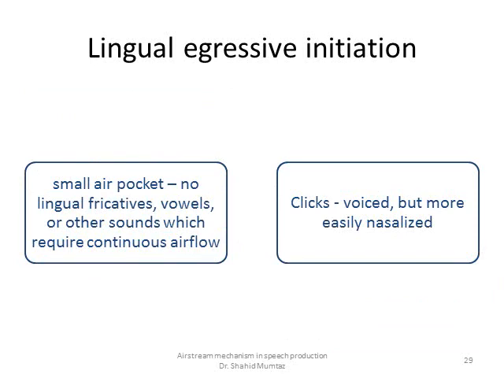Since the air pocket used to initiate lingual consonants is so small, it's not thought to be possible to produce lingual fricatives, vowels, or other sounds which require continuous airflow. Clicks may be voiced, but they are more easily nasalized. This may be because the vocal cavity behind the rearmost closure, in which the air passing through the glottis for voicing must be contained, is so small that clicks cannot be voiced for long. Allowing the air stream to pass through the nose enables a longer production.